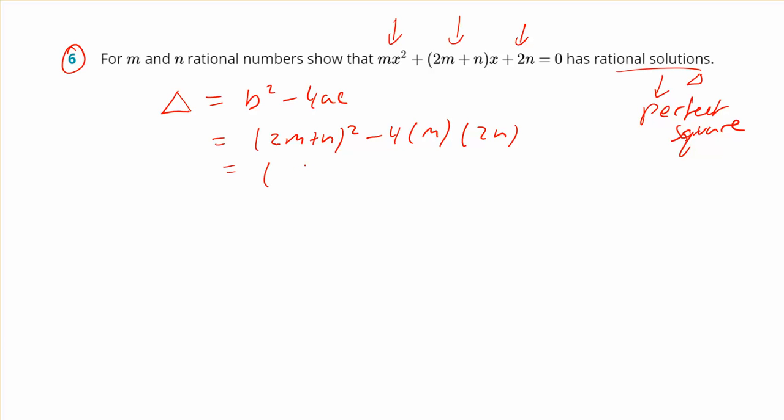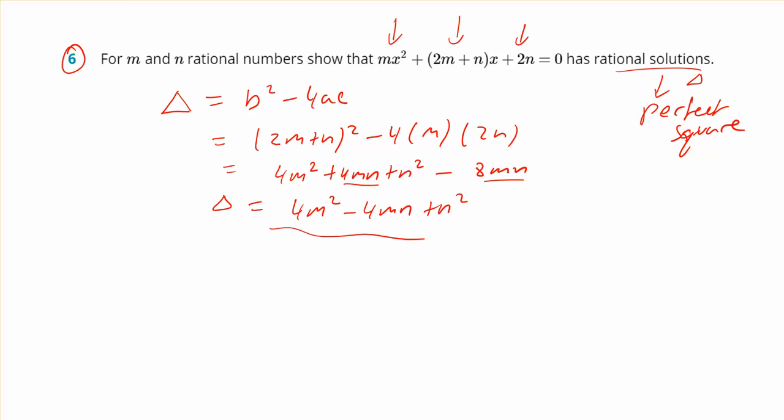So when I expand this, I get 4m squared. 2m times n is 2mn, double that is 4mn, plus n squared, minus 8mn. Let's simplify this. So we've got 4m squared minus 4mn, because these are like terms, plus n squared. Now, this is the discriminant.